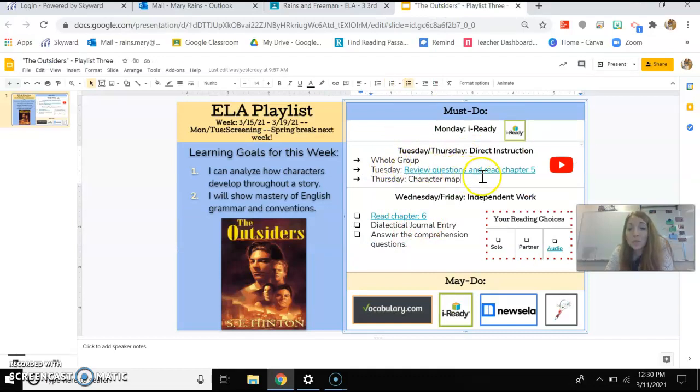Tuesday, we are going to review the questions for the week, so you guys know what to expect, and then we're actually going to read chapter 5. Thursday, it's another direct instruction day, and we're actually going to be looking very in-depth at the character map. So we're going to be doing that, and we're also going to be talking a little bit more about theme. Wednesday and Friday are our independent work days.